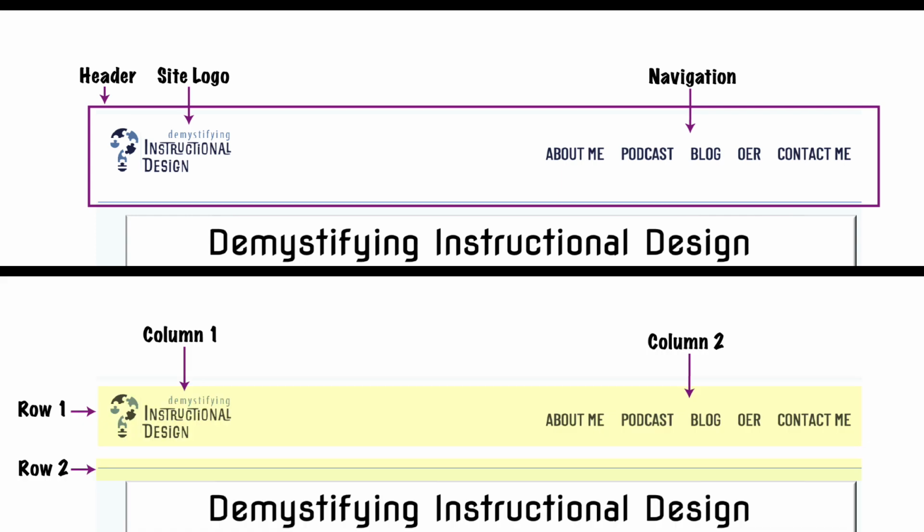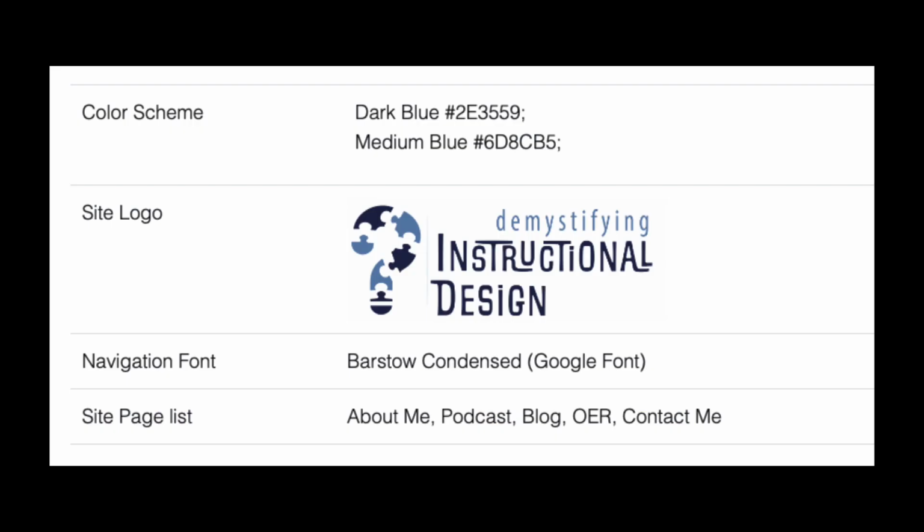Next, I'm going to look at the structure of the header and determine how it might be divided up into rows and columns. One final step before beginning implementation is to identify the color scheme for the site, specifically the hex values for any colors you need, any graphic files you need, information about the fonts you're using, and a list of pages needed to create the navigation menu.